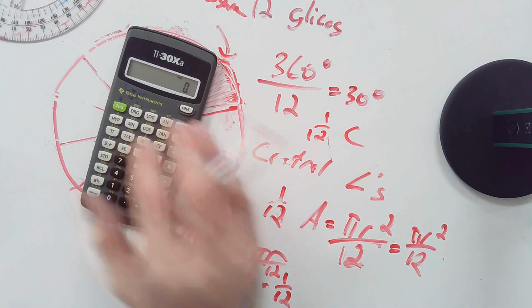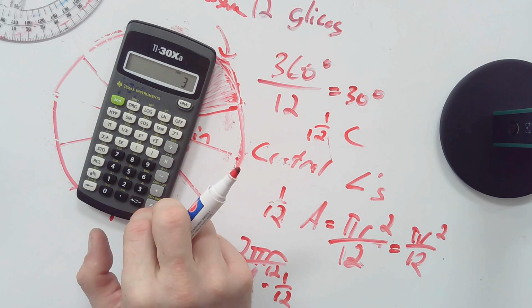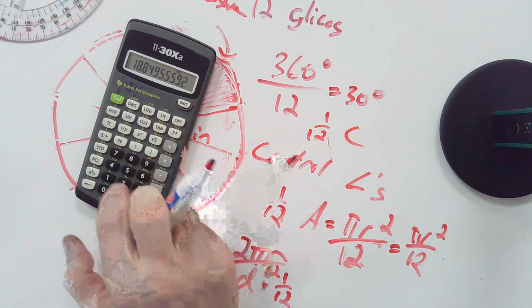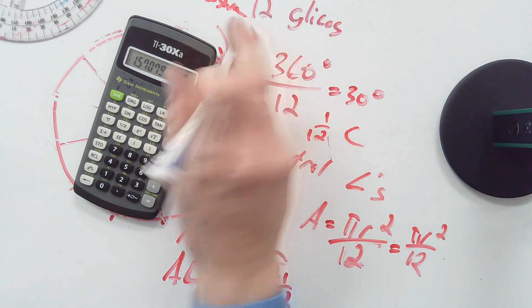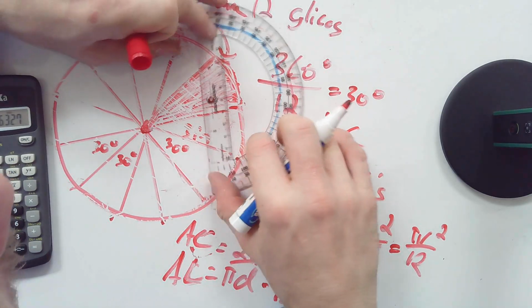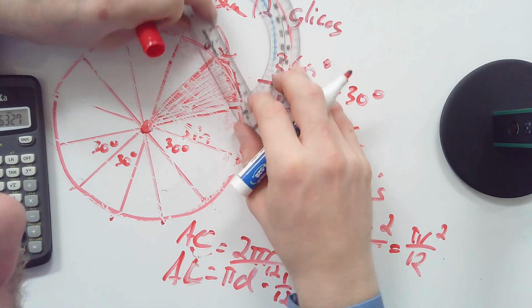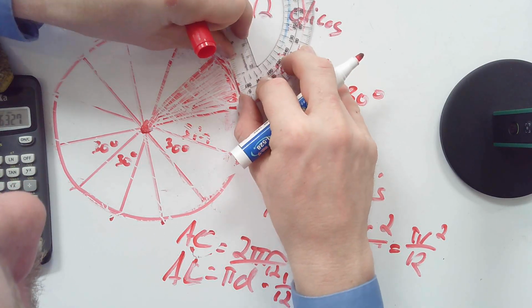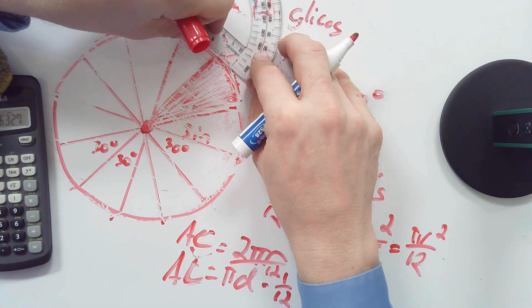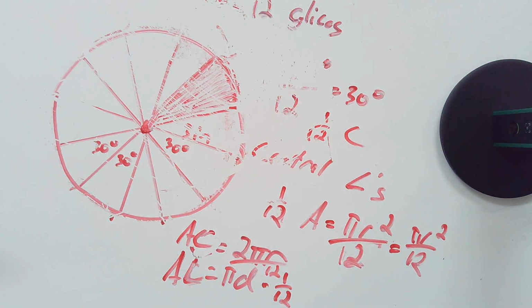The circumference is 2 times pi times the radius, and then divide that by 12, and that's the arc length. It ends up being about 1.57 inches. So that is everything in sectors and areas. It's pretty straightforward and easy.